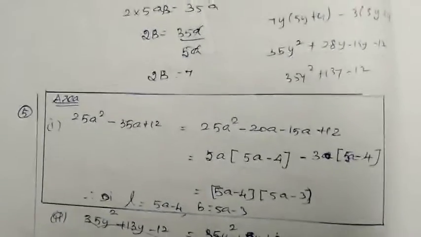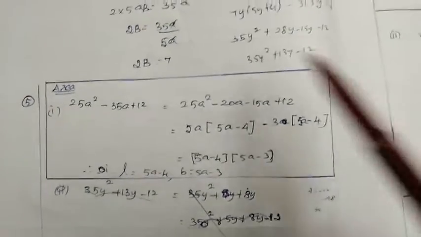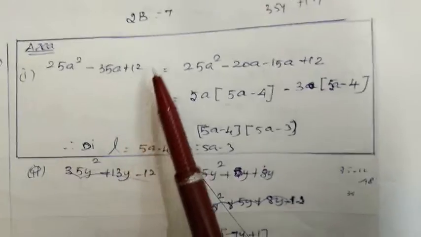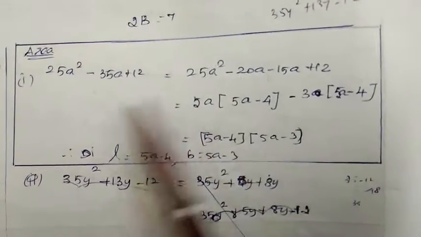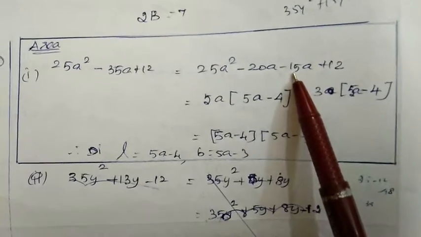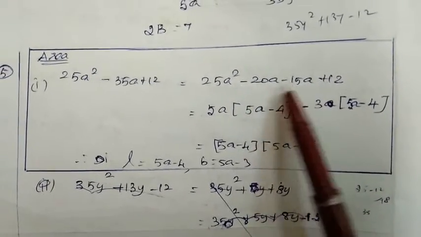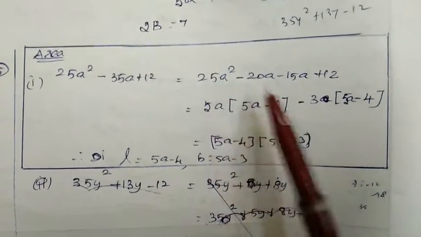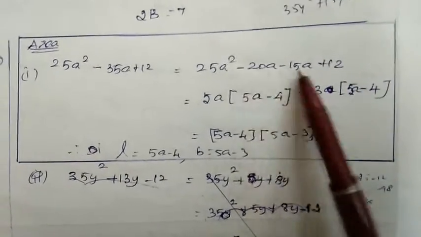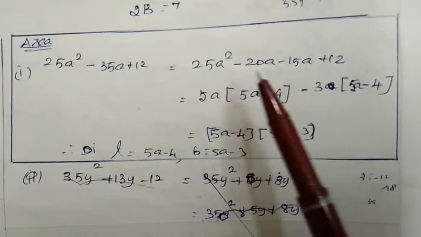Next, the problem actually gives the area, to find the length and breadth of the rectangle. So for that we need to factorize 25a square minus 35a plus 12. So split 35 into minus 20 and minus 15. Its first number should be a multiple of the first number, and the second number a multiple of the third one. Split like that, minus 20 minus 15.